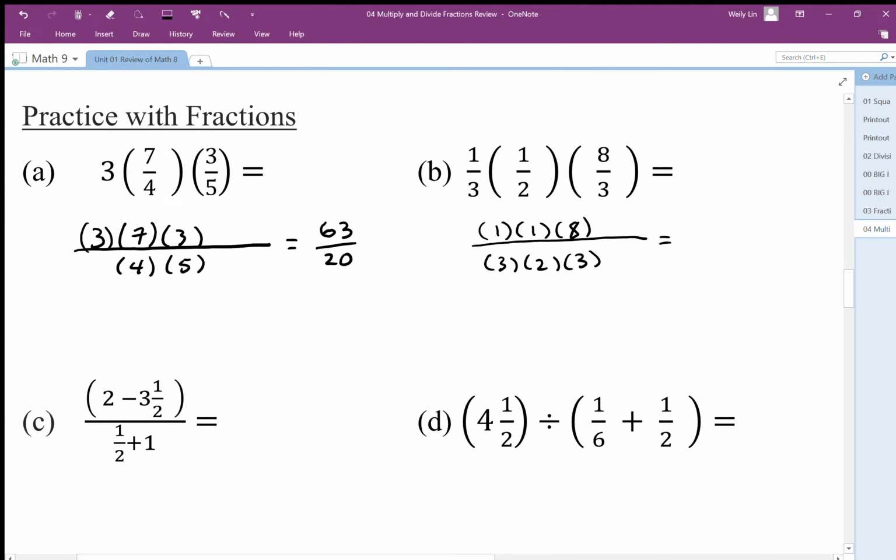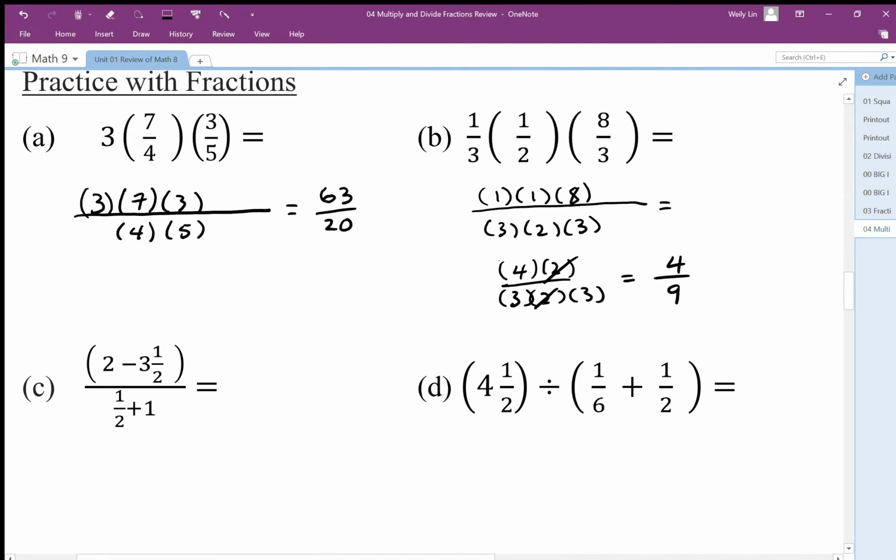Okay, I can simplify this because 8 and 2 share a common factor. So I'm going to get rid of those 1s, and I'm going to just write 8 as 4 times 2. And then we have 3 times 2 times 3. These cancel out, so I end up with 4 over 9 as my simplified fraction. And again, I know that these are simplified fractions because I've gotten rid of the common factors on top and bottom.